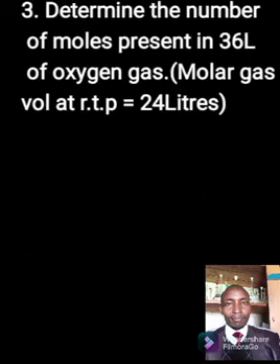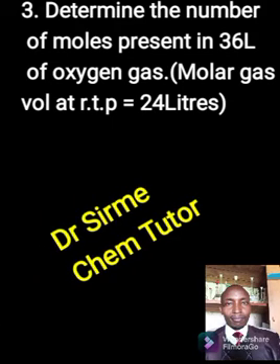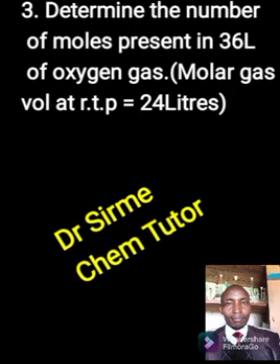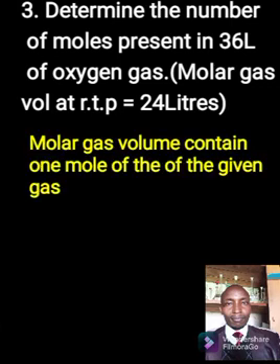Going further to question number 3, you're told to determine the number of moles present in 36 liters of oxygen gas. You're further given that the molar gas volume at room temperature and pressure is 24 liters. Remember, the molar gas volume of any gas is basically the volume of 1 mole of the gas at the given condition.